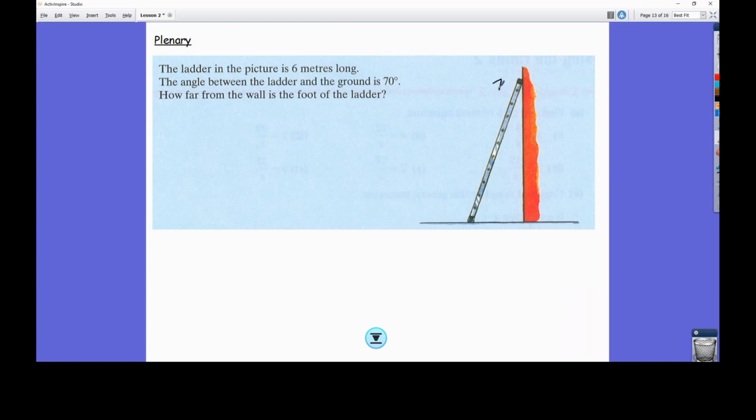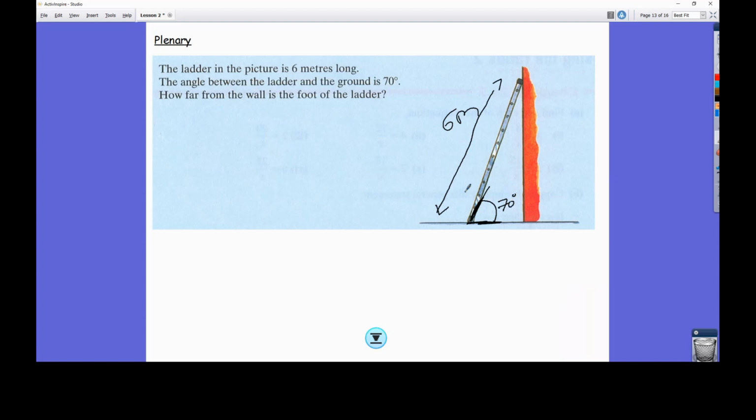So I'll just give you a little bit of help first if you want some. So the ladder is 6 meters long, so that's the actual ladder here, 6 meters. The angle between the ladder and the ground, so the ground's here, obviously, and the ladder's there, so that angle is this one here. And we're given that that is 70 degrees. We want to know how far from the wall is the foot of the ladder.